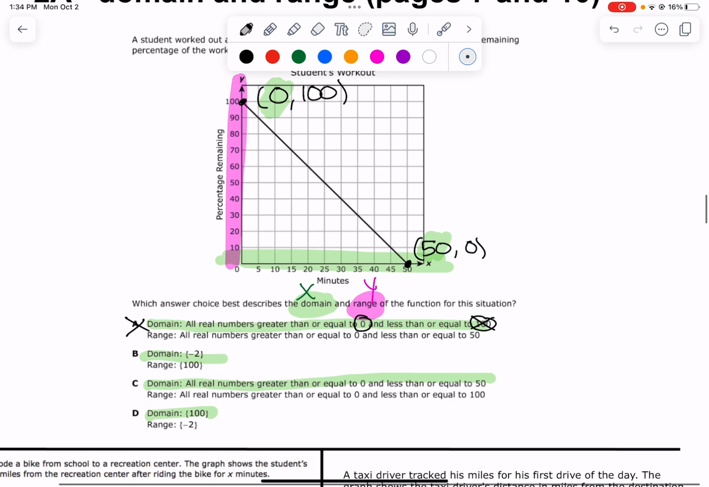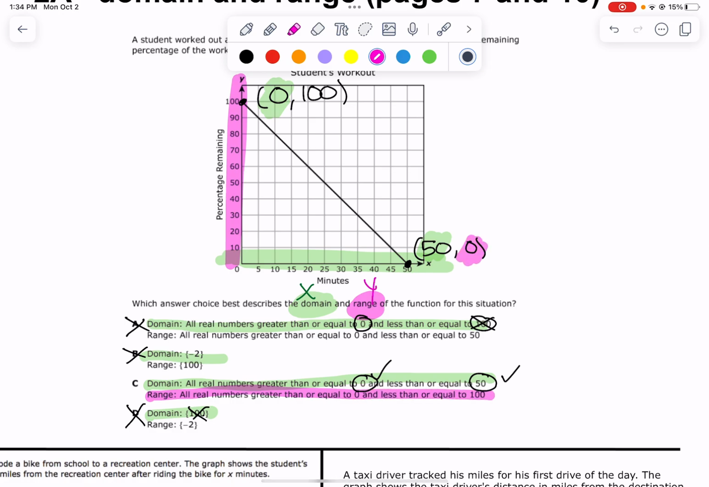It's gone. On the next one, we have -2. We need 0 and 50. So B cannot be the answer. On C, we have 0 and 50. That's good. On D, we only have 100, and that's not even the number we want. So now let's check C's range, just to make sure we know what we're doing. It says 0 to 100. We have 0 for our y, 100 for our y. So we need 0 and 100. They're both good. That's my answer.